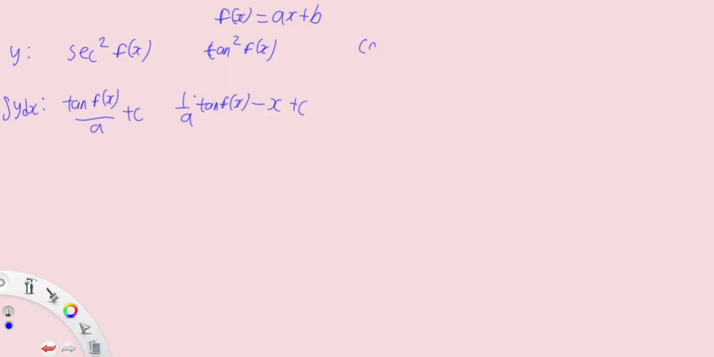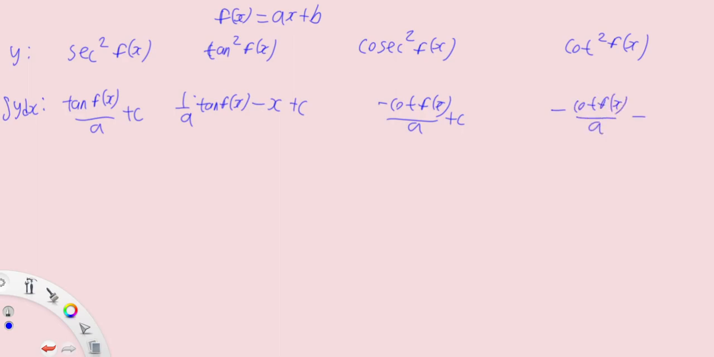Then next up, we have cosecant and cotangent. So looking at cosecant square f(x) first, we would have minus cotangent f(x) over a, again plus c. And lastly, we have cotangent square f(x), which would give us minus cotangent f(x) over a minus x, because again, you're integrating a constant. If you remember from the identity relationship, it'll give you back minus x instead of minus x over a. Therefore, this is the general formula for the remaining 3 trigonometry squares. And I'll end off with an example.